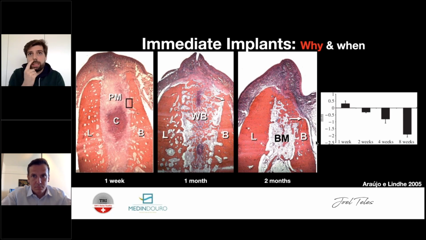So with this in mind, every time you need to extract a tooth, that's a question you should ask yourself and discuss with your patient: if you can do an immediate placement there in order to preserve this architecture of bone and tissue.